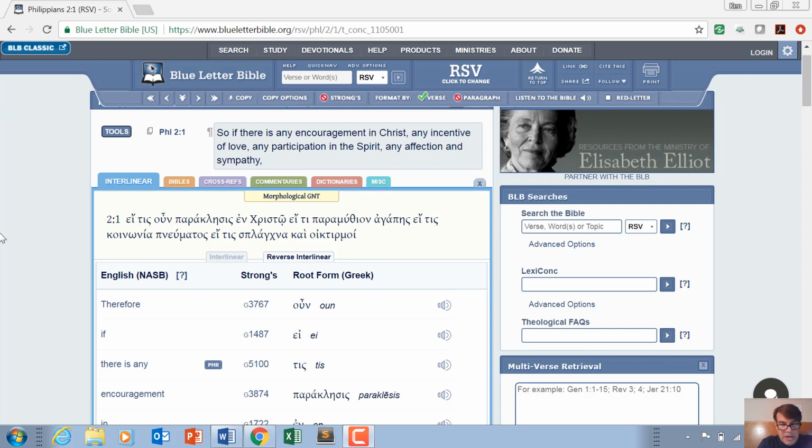Ei takes an indicative. Remember, there are two words for if. This is the ei, the if that assumes the truth of the condition. It's basically a first-class condition, ei with the indicative. Although there is no indicative here, it's assumed. The "is" is in brackets. It's not there literally, but it's there.